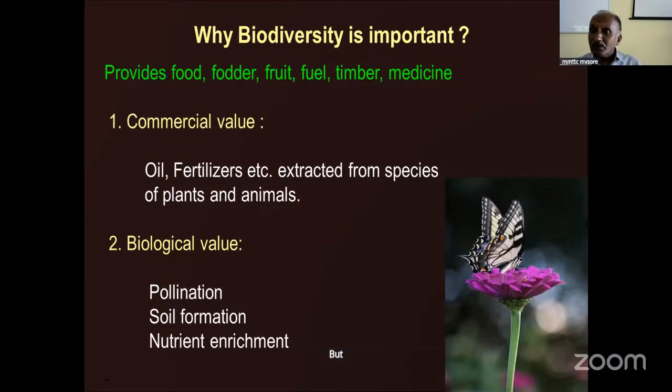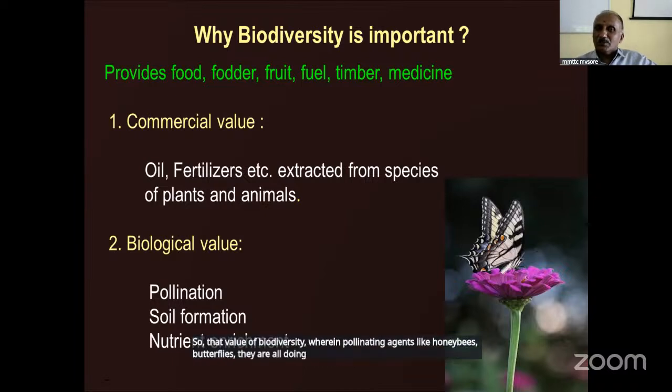But what is the demand for mango fruit throughout the world? Just imagine. So that value of biodiversity, wherein pollinating agents like honeybees and butterflies are doing this service to mankind, that value you call the biological value. And when all these plants and animals die, the leaf debris, stems, branches, animals, plants, everything, undergoes decomposition to form soil as well as enrichment of nutrients. So that is also the biological value of biodiversity.